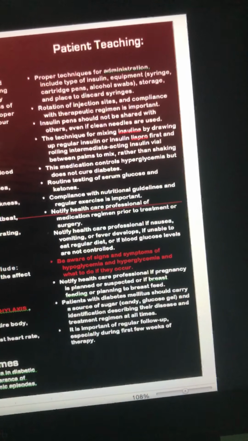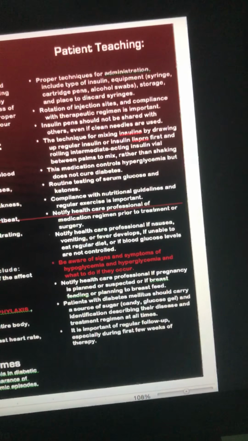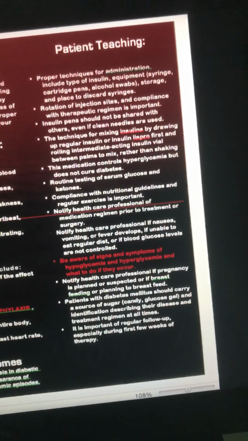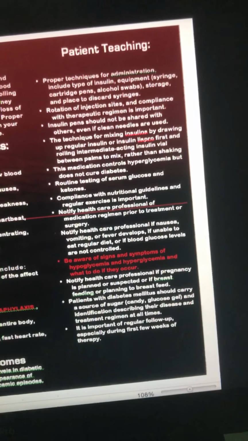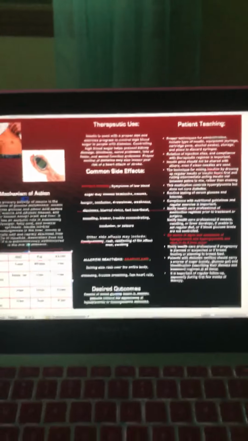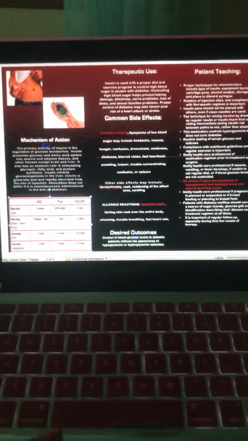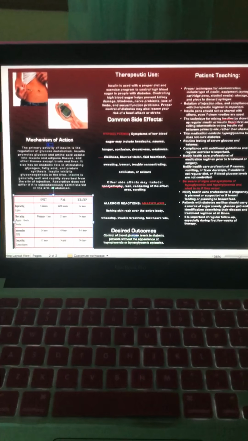And you want to carry identification describing their disease and treatment regimens at all times. It's important to have regular follow-ups, especially during the first few weeks of therapy. So that's the brochure I made that I would send home to my patient with discharge.